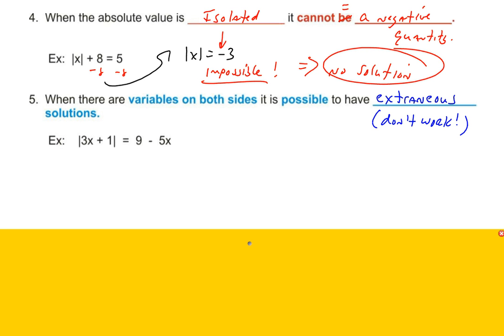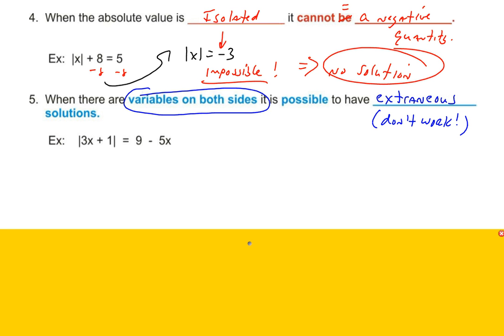So what's the situation I'm talking about now? Variables on both sides. Notice here we have an absolute value with variables on both sides. In this situation, we have to make sure our solutions work, because they may not. We solve it the same way, but at the end we put them back in the original to see if they're good. All right, so let's try it.